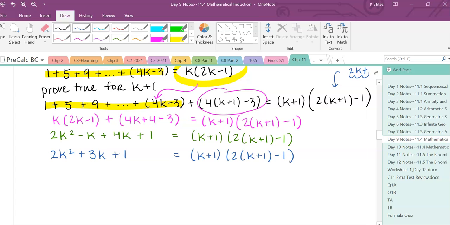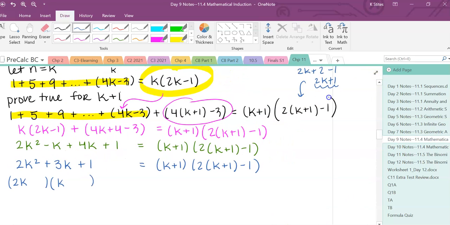All right, so finally we have this. And what we can do is go ahead and factor that. Now I'm going to have a 2k and a k. And again, you know that it's supposed to look like this: k plus 1 and a 2k plus 1. So let's just try it. 2k plus 1, k plus 1. That would be 2k squared plus 2k plus 1k, which is 3k, plus 1. Wow, it worked.